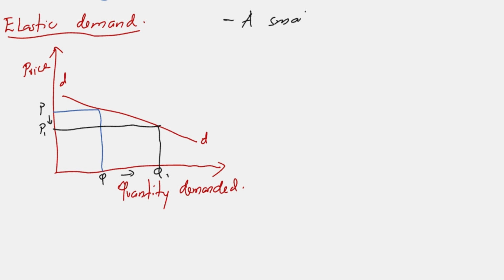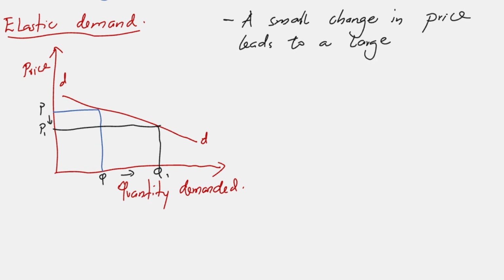So how do we describe elastic demand? We say that in this kind of demand, a small change in the price of the good will lead to a large change in quantity demanded. What type of goods are these?